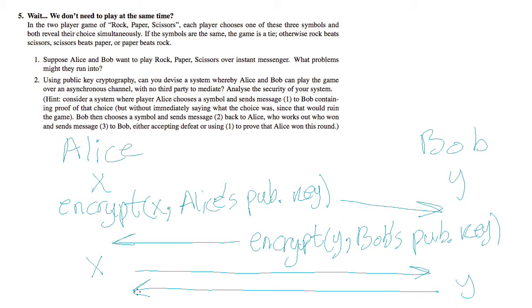Now each person has a way of figuring out whether the other person was cheating or not. Bob would simply plug X into the encryption function with Alice's public key. So Bob would be able to compute this now that he has access to X. And then he can compare what he gets with the original thing that Alice sent him. If they're not equal, that means that Alice is cheating. Alice can do the same and figure out whether Bob is cheating or not. And then they both know what each one's choices were. And so they can decide the fate of the game.